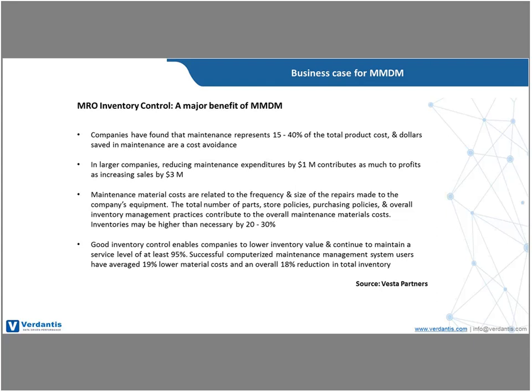So let's talk about MRO inventory control, which is one of the major benefits you'll see in a material master data management project. First off, the cost drivers. Maintenance represents somewhere between 15 and 40% of the total product cost in most organizations. So cost avoidance for that is huge. And interestingly, any dollar you save in the maintenance world goes right to the bottom line, whereas it's typically about a 1-to-3 ratio of how much more sales you'd have to increase to get that same level of savings. So clearly, falling to the bottom line can make it a priority.